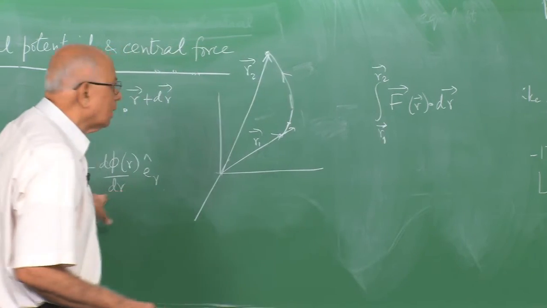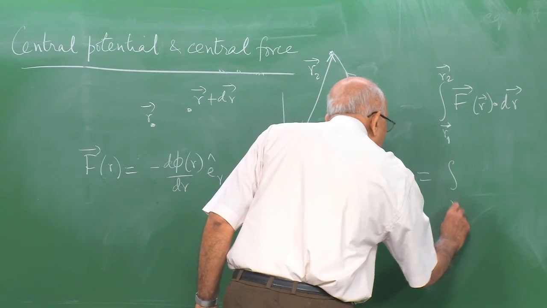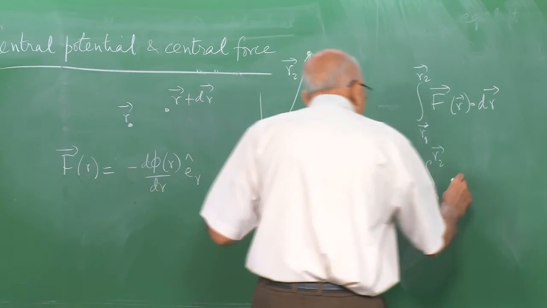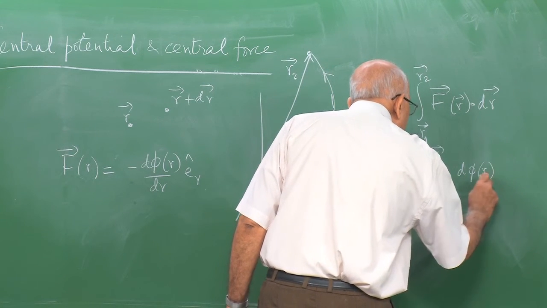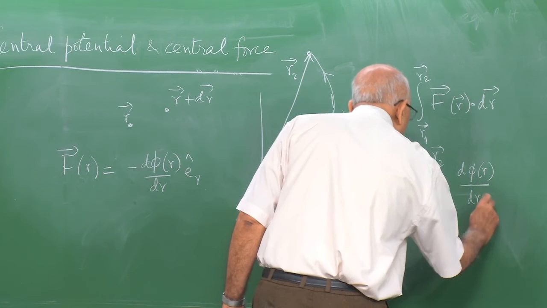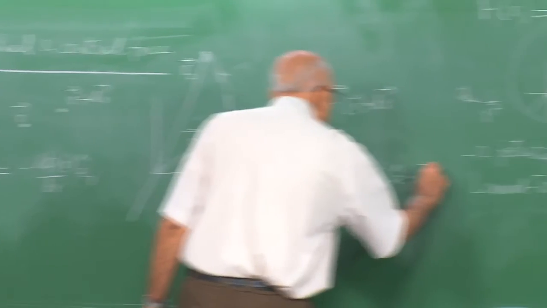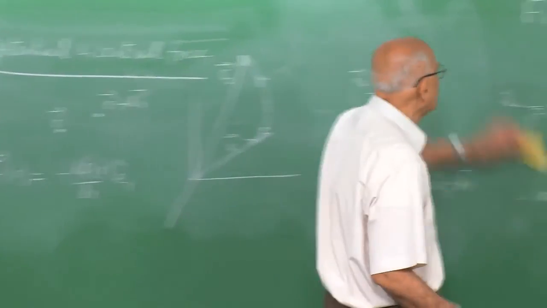as this form here, then you can see this is equal to an integral from r1 to r2, whatever be f of r we don't care, minus sign d phi only of the distance r over dr e_r dot dr, this fashion. But look at what happens to dr.